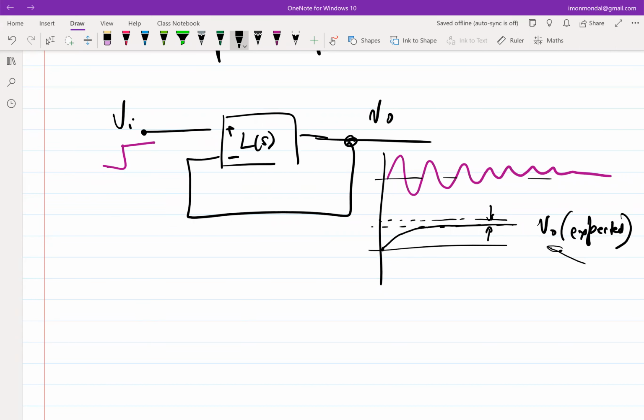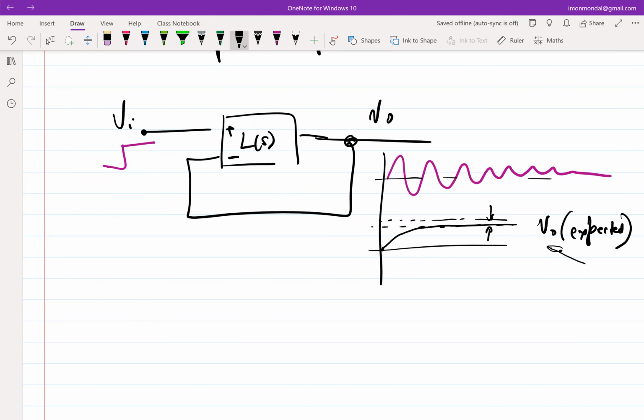Let me repeat what I said. The conclusion from all of this, assuming it's a two-pole system, very critical, is that if you have two poles very close by and with high DC gain, when you put such a system in negative feedback, you are likely to get a severely underdamped response. Make sense?